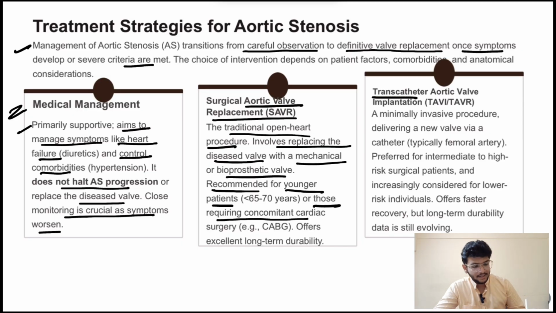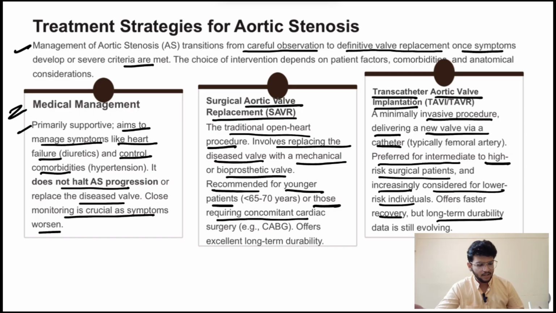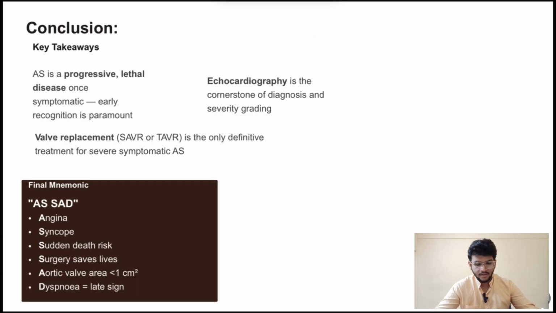The second one is transcatheter aortic valve implantation, a less invasive procedure delivering a new valve via a catheter. Preferred for intermediate to high risk surgical patients, and increasingly considered for low risk individuals. It offers faster recovery, but long-term durability data is still evolving.